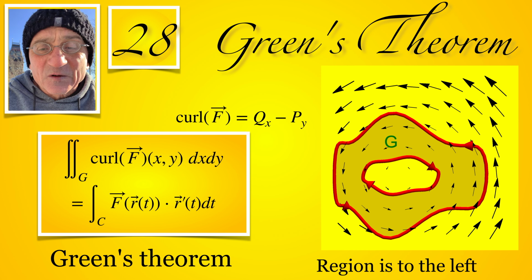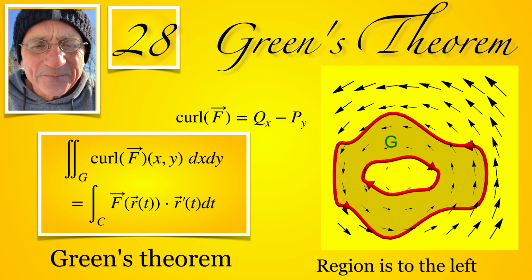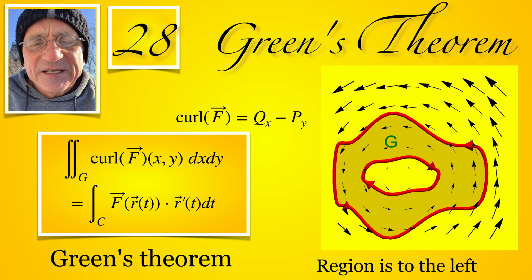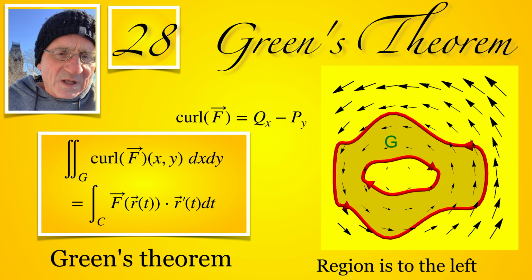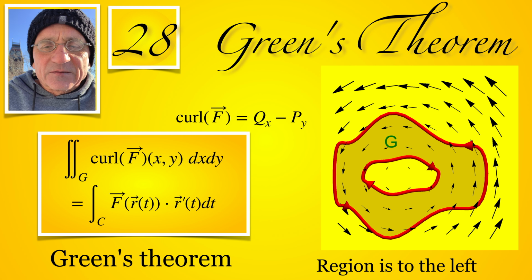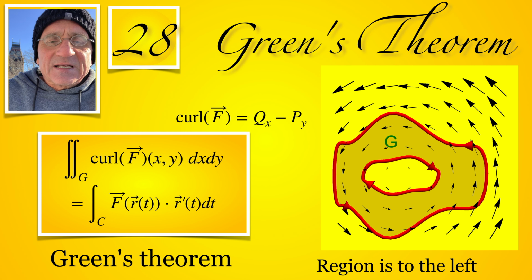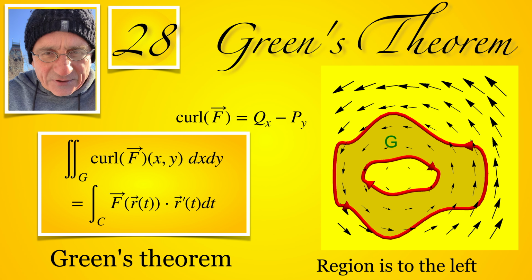Green's theorem is a theorem for regions in the two-dimensional plane, bounded by a curve C. The curve is oriented so that the region is to the left. There can be several curves. The double integral of the curl of F over the region is the line integral of F along the boundary.